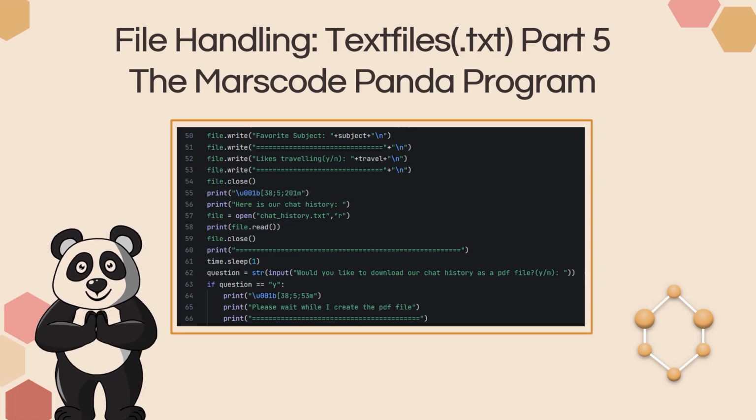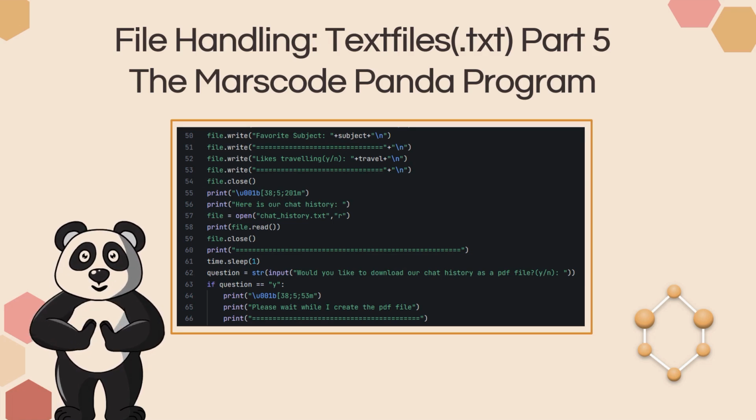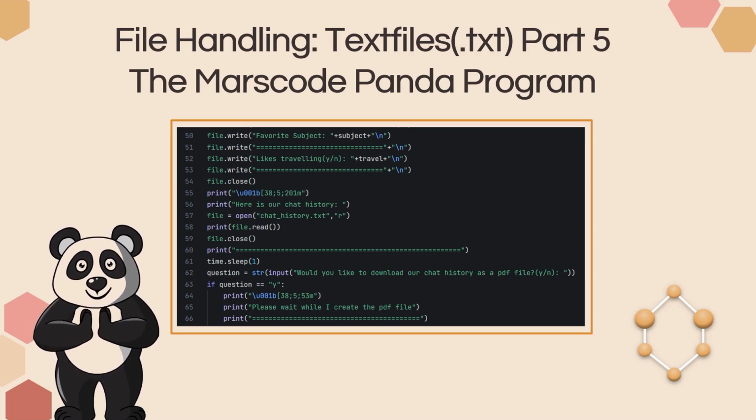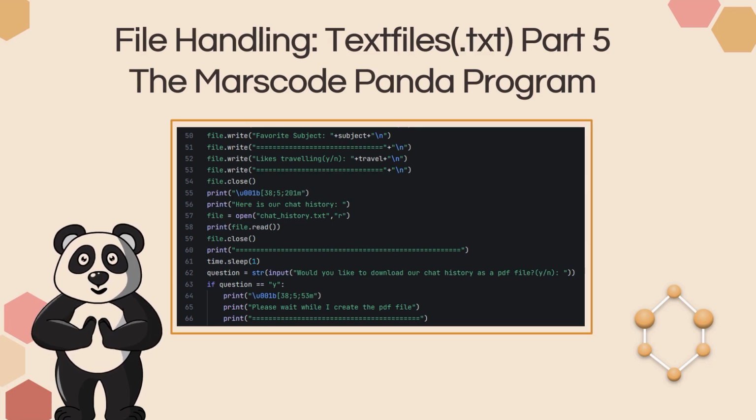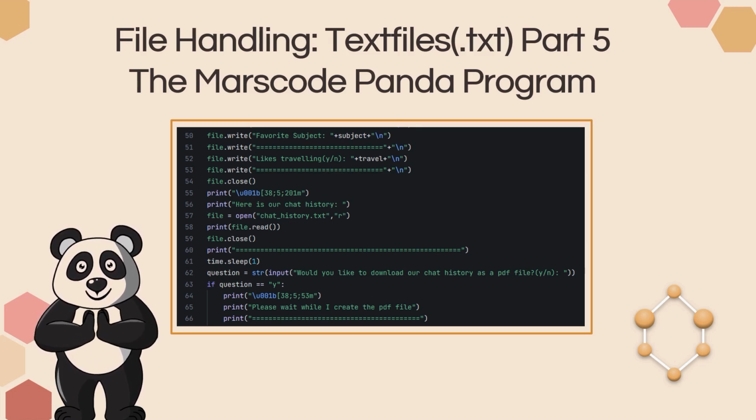And you will see this happening on line 57 when we create this variable called file, and we're opening the same file that we just finished writing to, which is the chat history file. But this time we are passing this R command, which means to read. On line 58, we're printing out all the information on that chat history file with this file.read command. And then we're closing the file again on line 59. So you always have to close your text file. When you open them, you always have to close them.